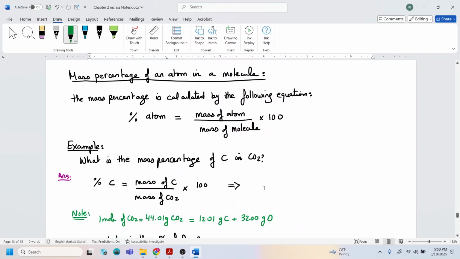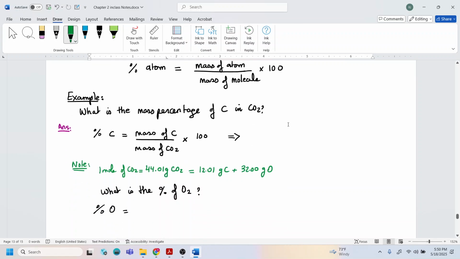The last equation in this chapter is the mass percentage of an atom in a molecule. The percent of the atom is equivalent to the mass of the atom divided by the mass of the molecule times 100. The question is going to be like this: what is the mass percent of carbon in carbon dioxide? Carbon dioxide is made up of one carbon and two oxygens, right? So I want the mass percent of carbon in there.